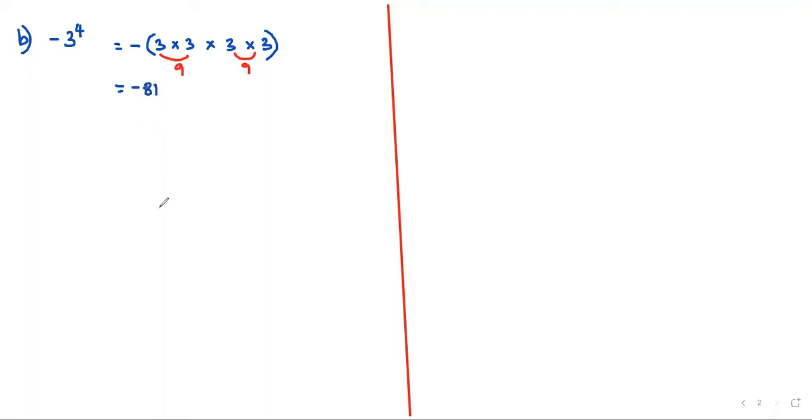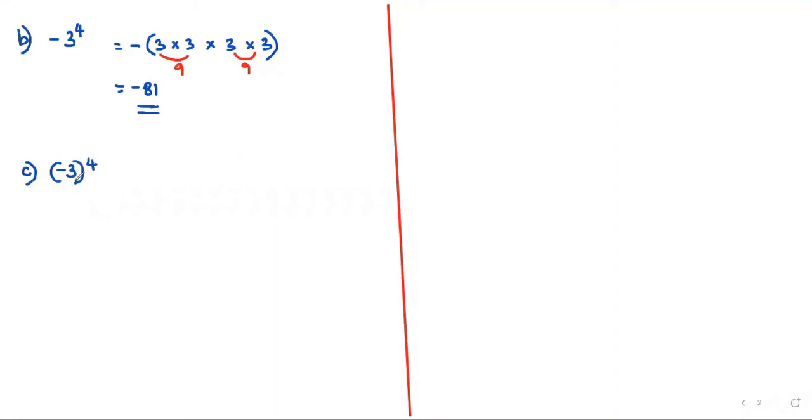Okay, so this means that the negative of 3 to the power of 4 means the negative of 81. Now let's look at part C. Part C, we have negative 3 to the power of 4. Students, note that in B we have the negative of 3 to the power of 4, but in part C we have (negative 3) to the power of 4. These two things are not the same.